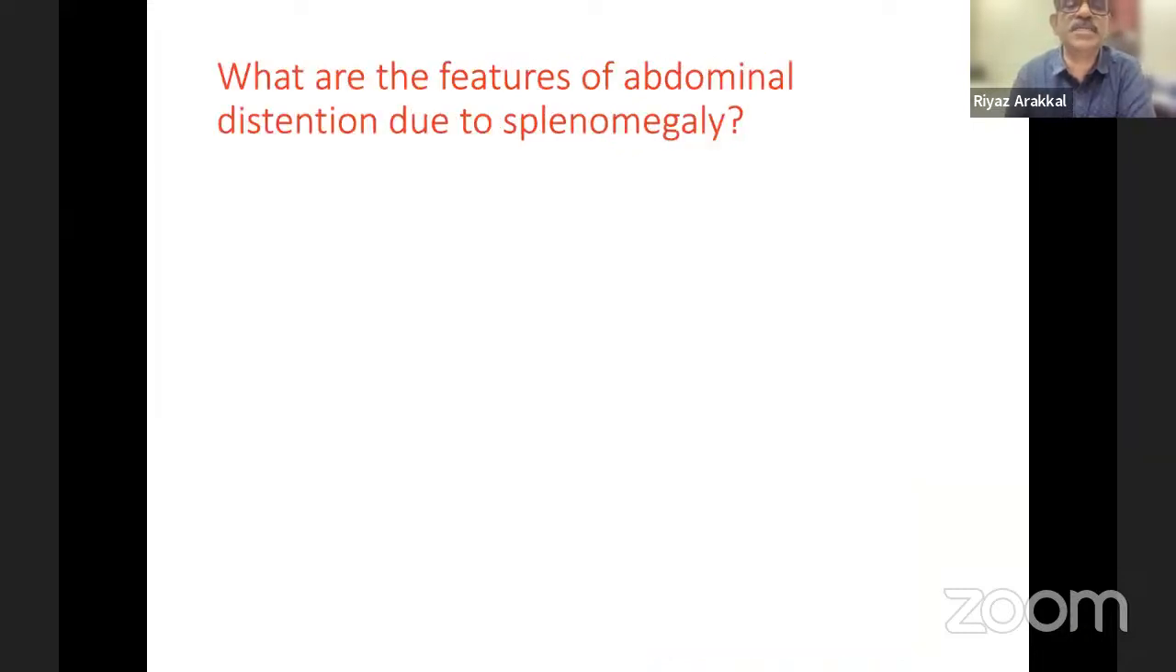Now, what are the features of abdominal distension due to splenomegaly? We have been mentioning only hepatomegaly. Suppose a child has abdominal distension due to splenomegaly, then how does the child present?